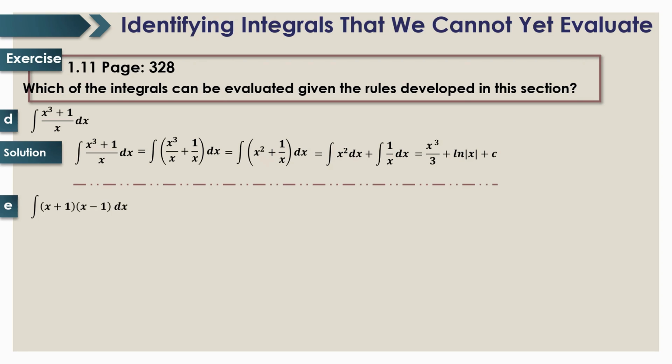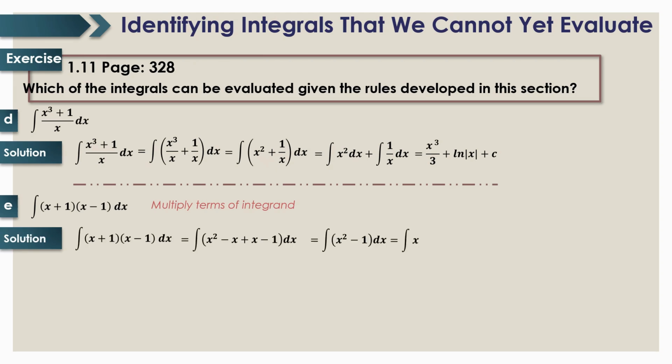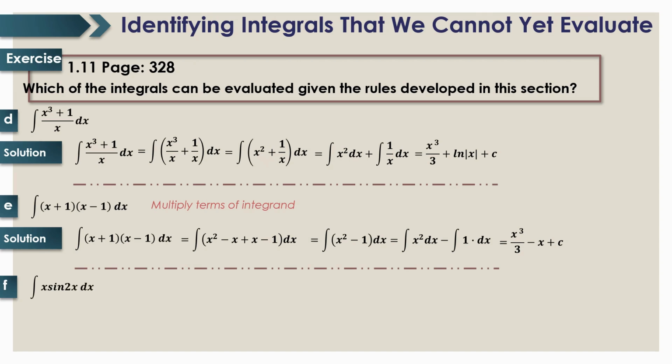This particular function takes you to the concept of an algebraic identity. What is a plus b times a minus b? Yes, a square minus b square. So let's apply that here and you get integral x square minus 1. What is integral x square dx using the power rule? X cube by 3 minus x plus c. And the final question over here, we can't evaluate at this point of time.